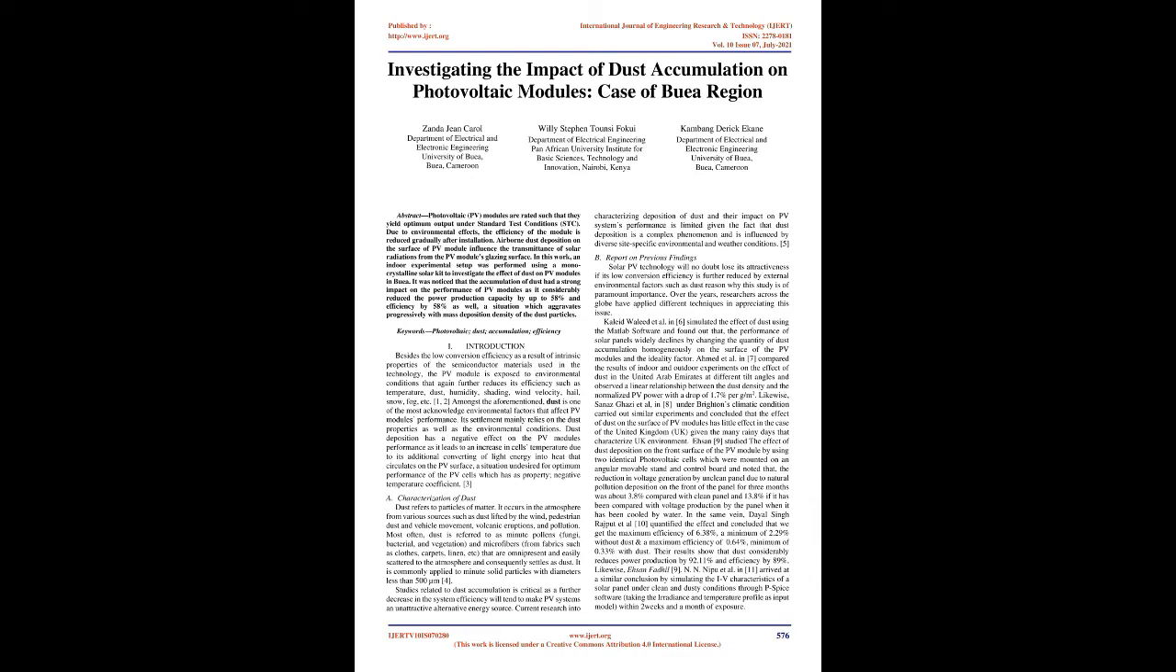Introduction. Besides the low conversion efficiency as a result of intrinsic properties of the semiconductor materials used in the technology, the PV module is exposed to environmental conditions that further reduce its efficiency, such as temperature, dust, humidity, shading, wind velocity, hail, snow, fog, etc. [1, 2] Amongst the aforementioned, dust is one of the most acknowledged environmental factors that affect PV modules' performance. Its settlement mainly relies on the dust properties as well as the environmental conditions.